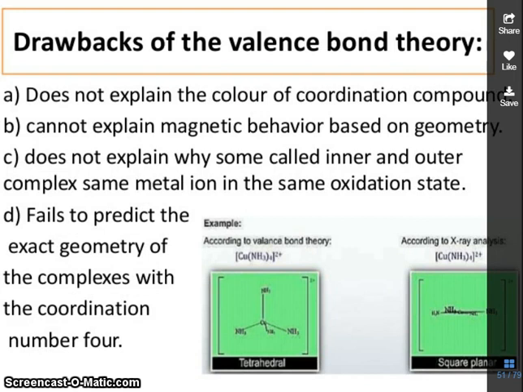Now friend, drawbacks of valence bond theory. It does not explain the color of coordination compounds, it cannot explain the magnetic behavior based on geometry, and it does not explain why some are called inner and outer complexes for the same metal ion in the same oxidation state.